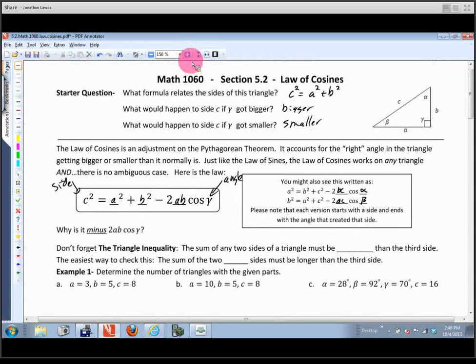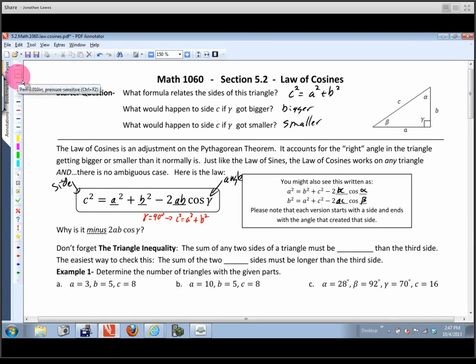Okay? So, thought question here. Let's think about this for just a minute. Why is it a minus 2ab cosine gamma in this picture right here? Well, let's think about what would happen if gamma is 90 degrees. Well, if gamma is 90 degrees, this is going to be c squared equals a squared plus b squared. And what happens if we plug in 90 degrees right here? Well, the cosine of 90 degrees is 0, the x-coordinate right there at 90 degrees. That would be 0, so this whole thing just disappears. So if it is 90 degrees, the law of cosines turns into the Pythagorean theorem.